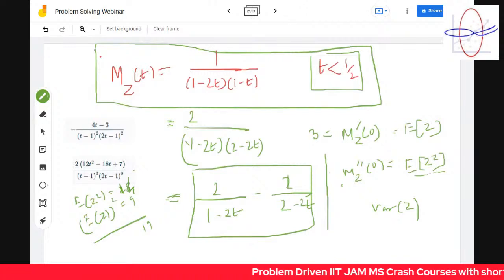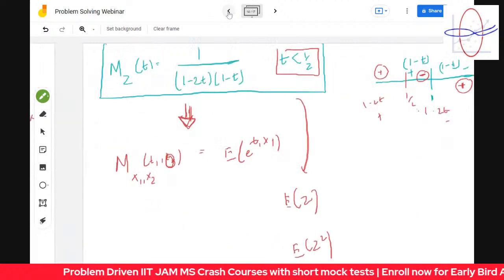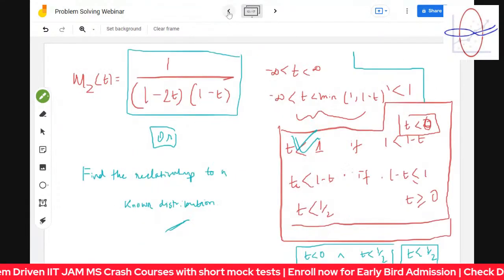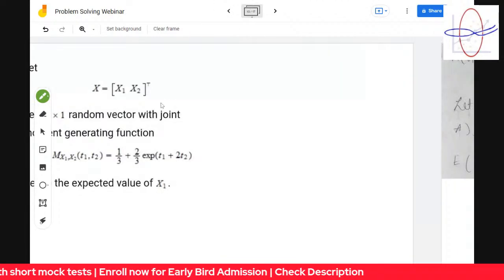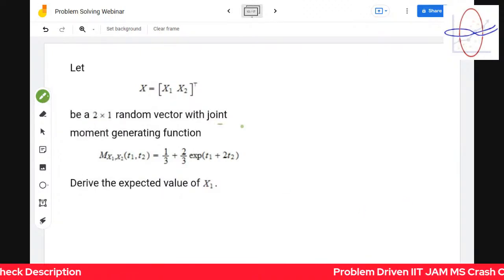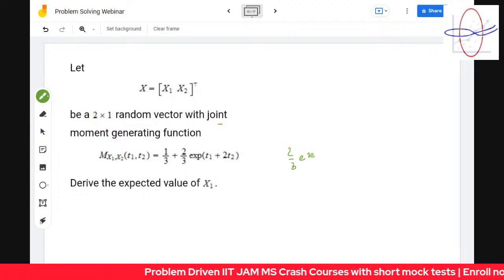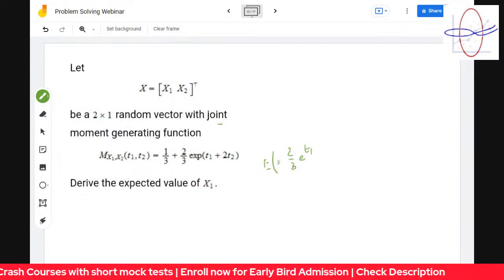And you can do this problem at home. Follow me? Did you understand the solution? Yes, yes. So you can do this problem at home. Okay. How to do the expected value? It's very easy. You just find the marginal of t, marginal of x, by putting t2 equal to 0. So you get 2 by 3 into expectation of e to the power t1. That is the marginal, the MGF of x.